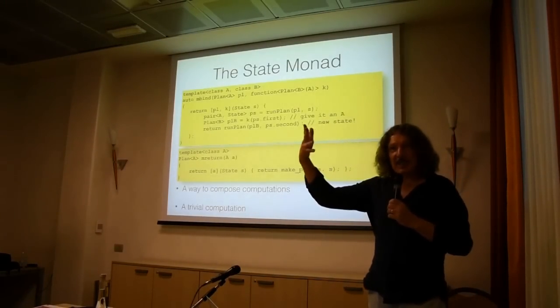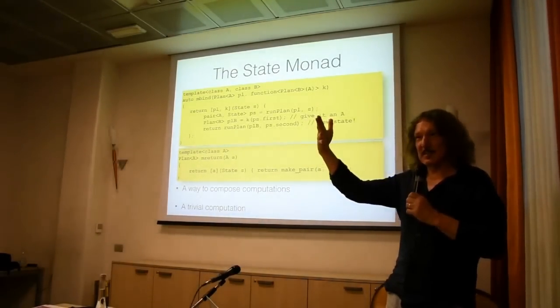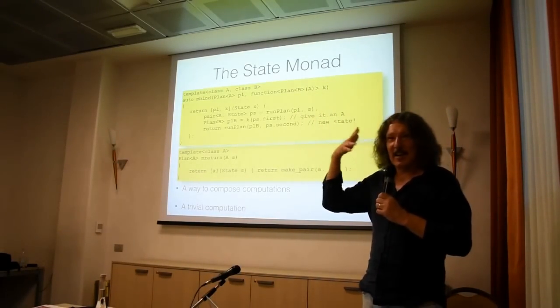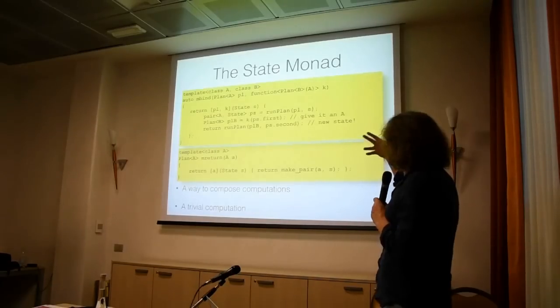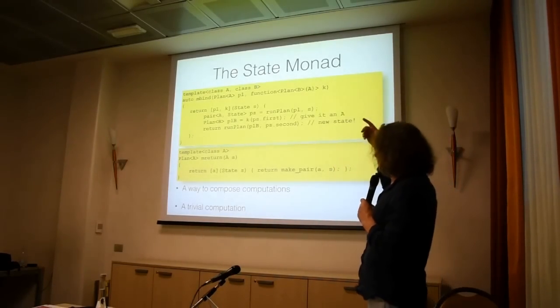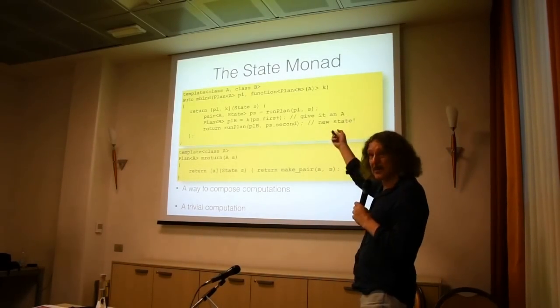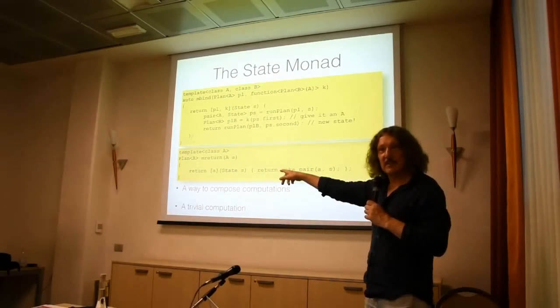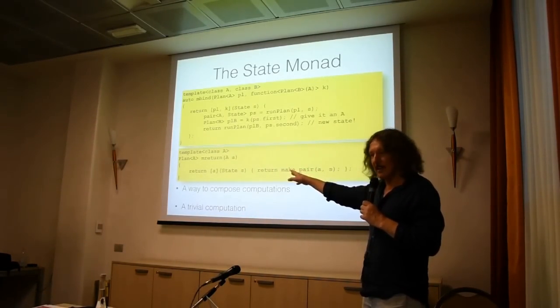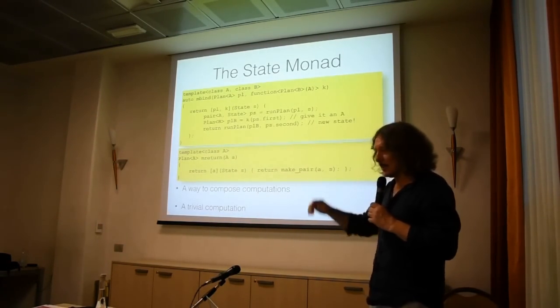Now these two things, I don't know if you see this, but they have the same structure as our list monad. And this is called the state monad. There's a way of composing calculations, and there's a trivial computation that returns a trivial thing. So that's our second monad.